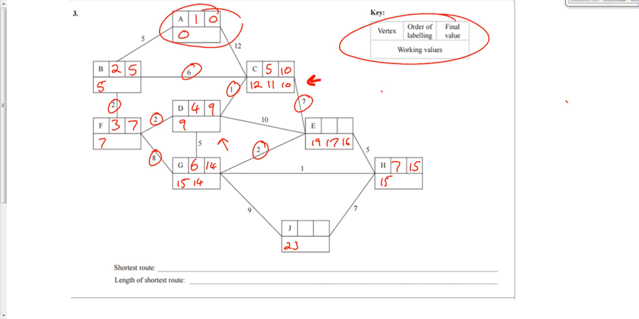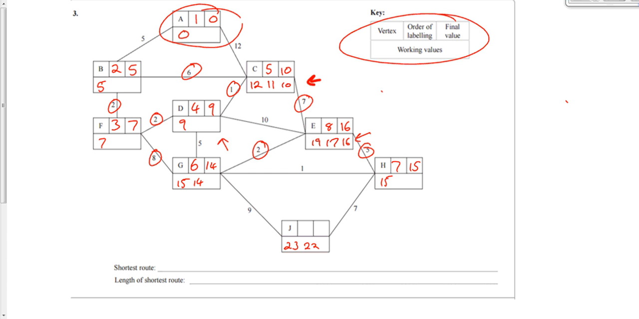And then we do everything that's coming off H. So 15 plus 5 is 20, but the smallest we've got already is 16, so we don't worry about that. 15 plus 7 is 22. Now, of the remaining ones, E is the next smallest, so we have that one as the 8th one, and we have a permanent of 16. Now, all the other ones coming off E are permanent already, so we don't do anything else there.